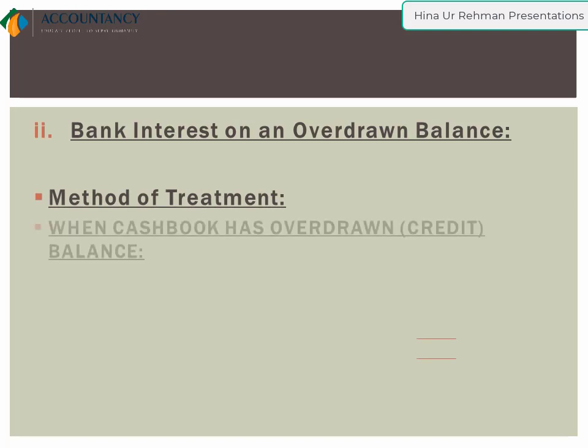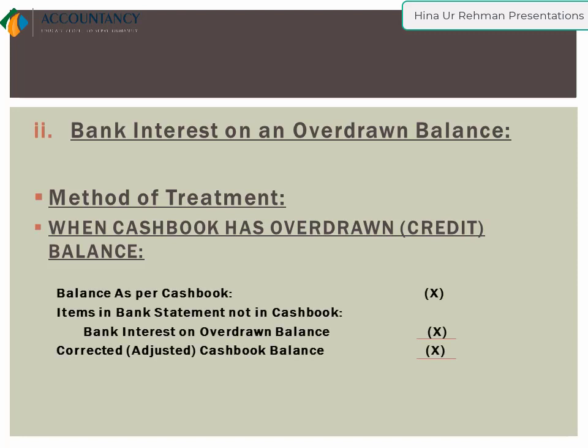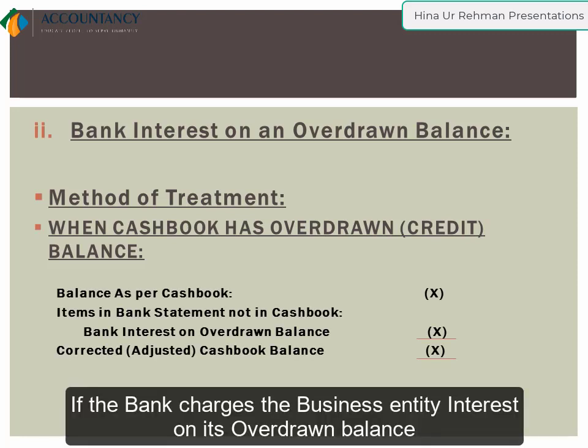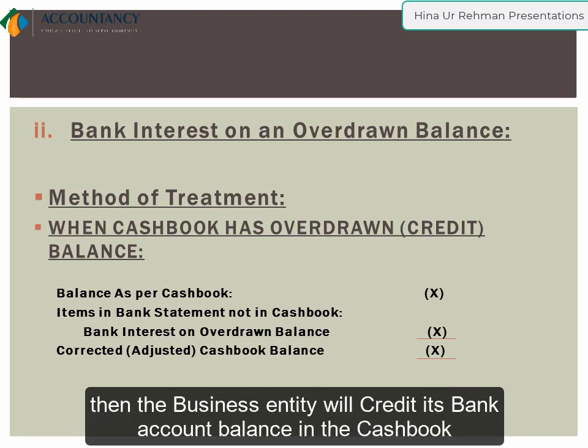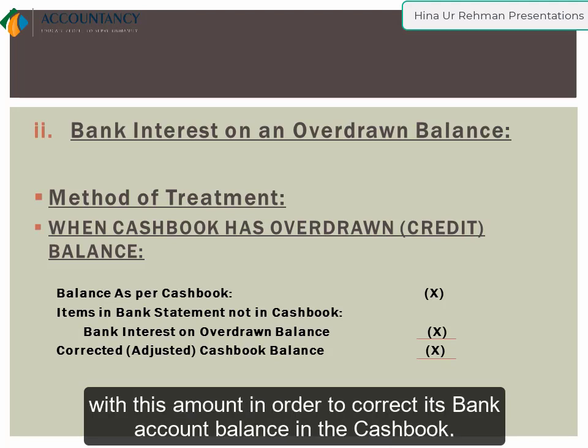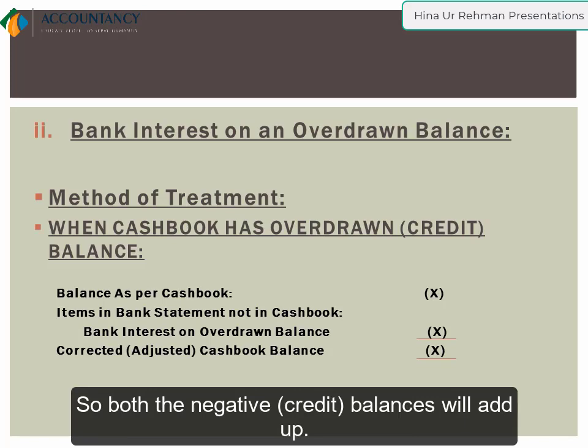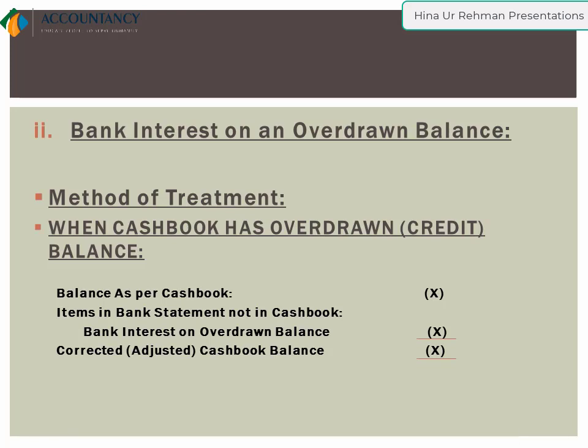Method of treatment. When the cash book has an overdrawn credit balance. If the bank charges the business entity interest on its overdrawn balance and debits the business entity bank account with this amount in the bank statement, then the business entity will credit its bank account balance in the cash book with this amount in order to correct its bank account balance in the cash book. So both the negative credit balances will add up.